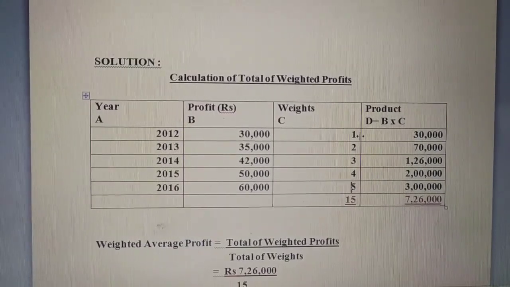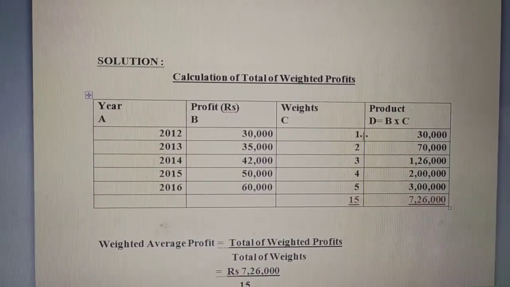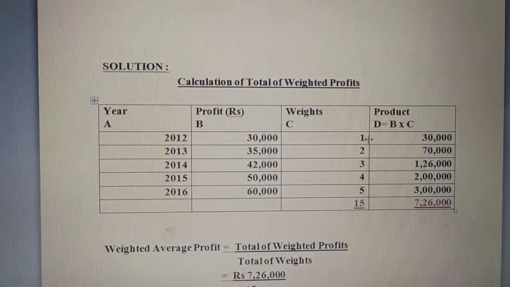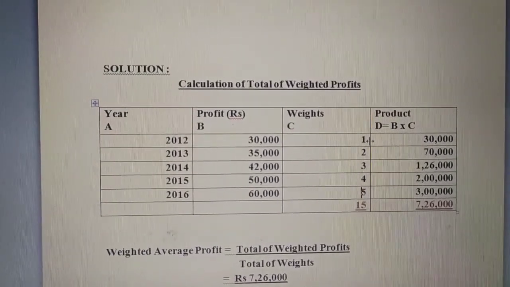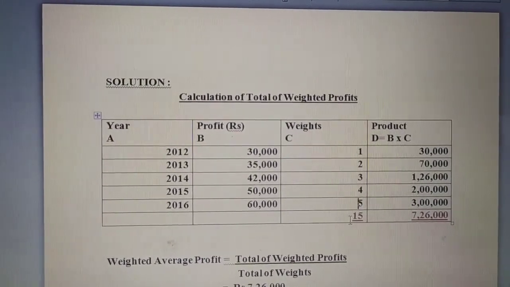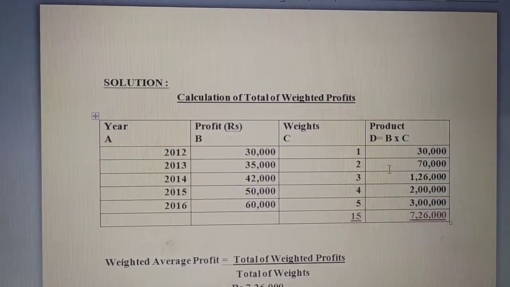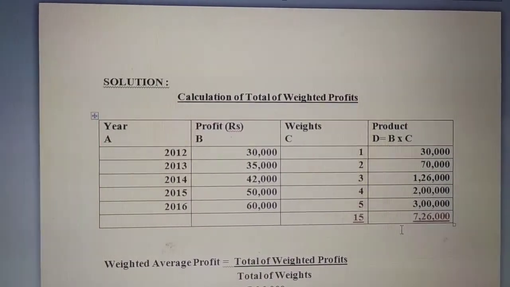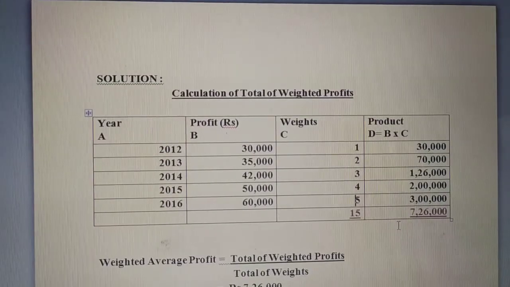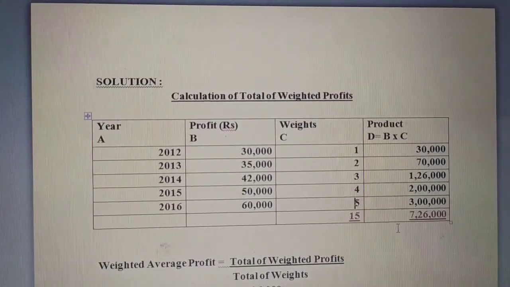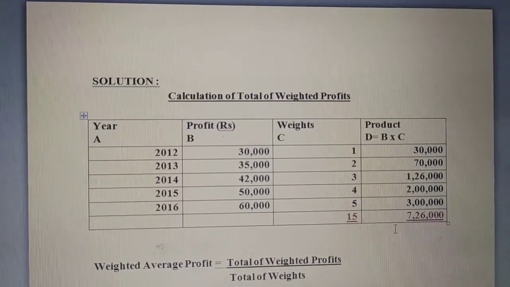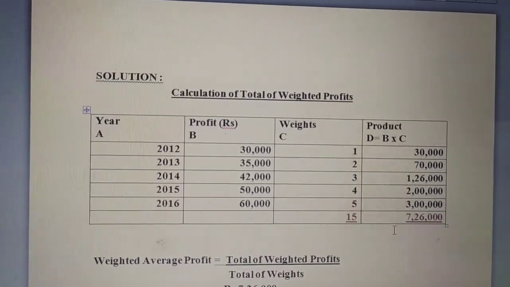Then what is the next step? Add all weights and products separately. Weights total 1 plus 2 plus 3 plus 4 plus 5, you will get 15. In the same manner, add all the products: 30,000 plus 70,000 plus 1,26,000 plus 2 lakh plus 3 lakh, you will get 7,26,000. Then what we need to do?